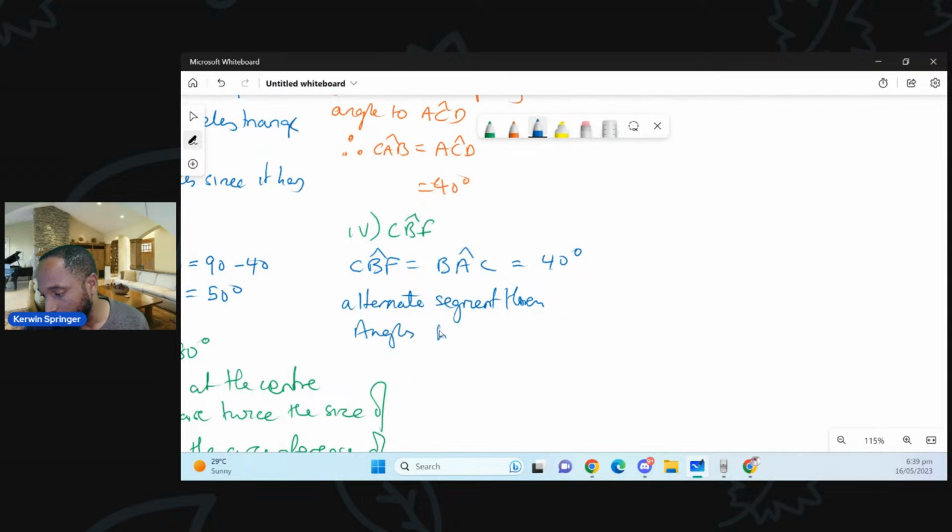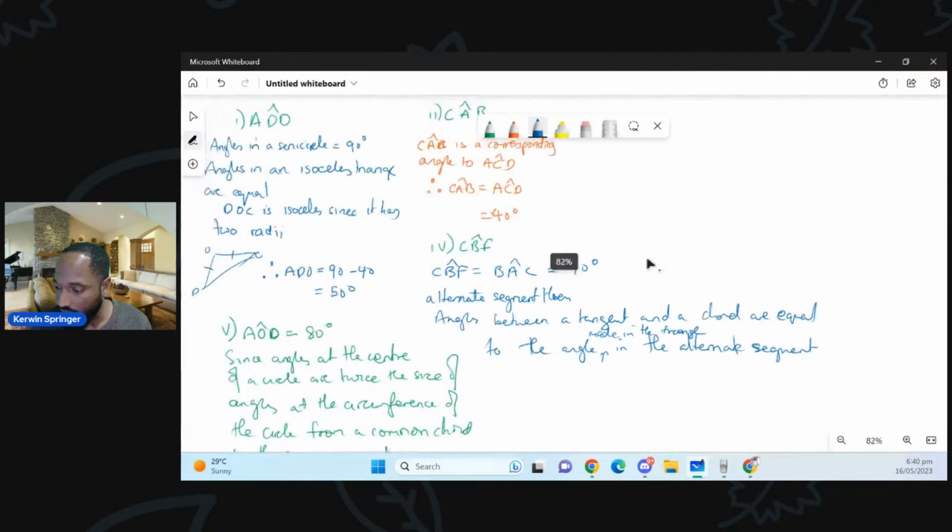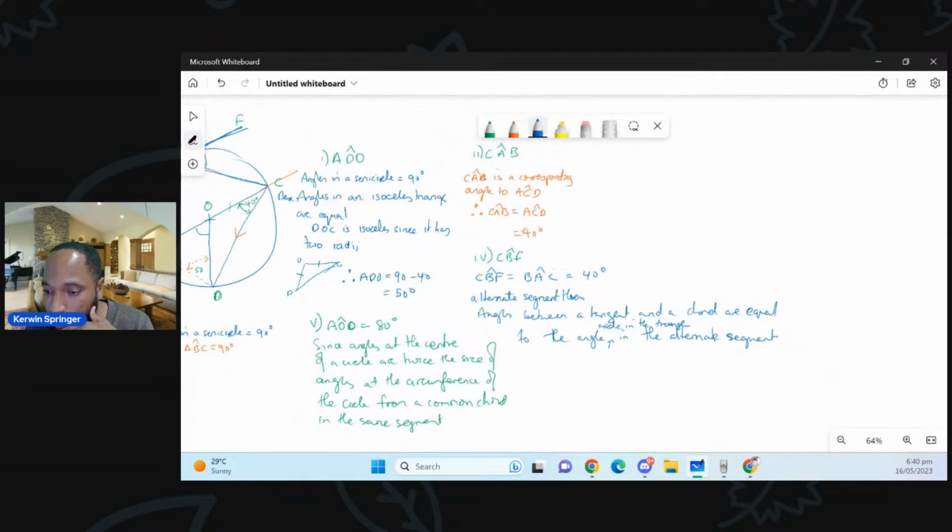Angles between a tangent and a chord are equal to the angle in the alternate segment, the angle made in the triangle in the alternate segment. All right. So what other topic? Let me see what the next topic is. So that was an example of a simple theorems question.